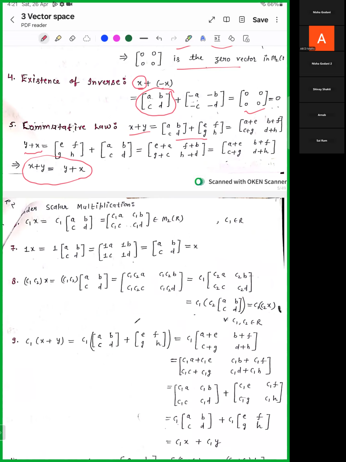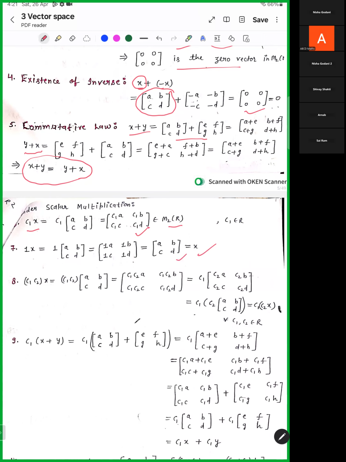Now to talk about the scalar multiplication. First, we multiply by this symbol, because we have already taken in this matrix X. So C1x is multiplication of C1 in each element of matrix X. Again, this is a matrix, so it belongs to X. Then 1 into X. 1 means real scalar. So 1x. When you multiply by 1 in X, you again have X.